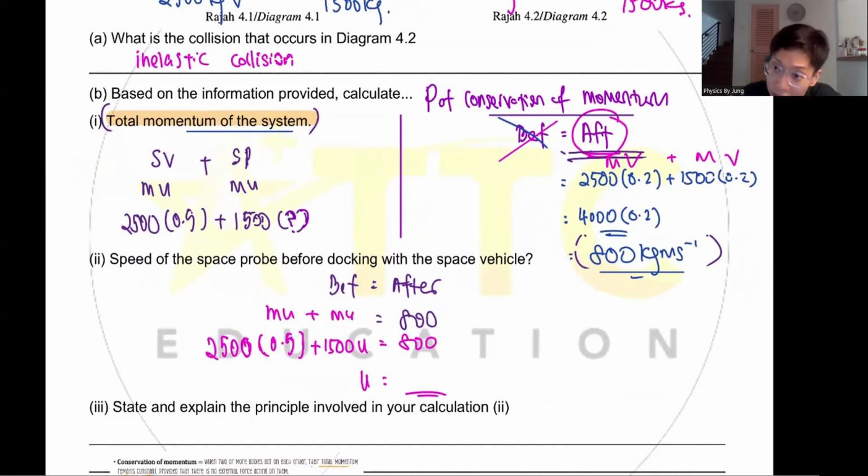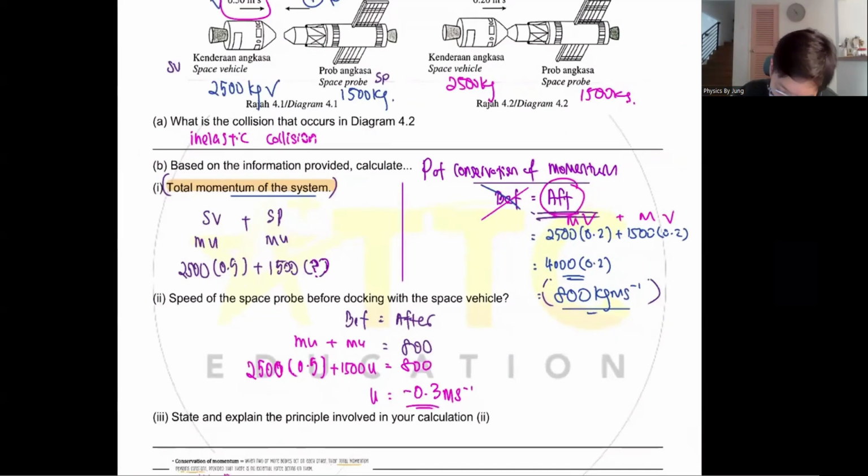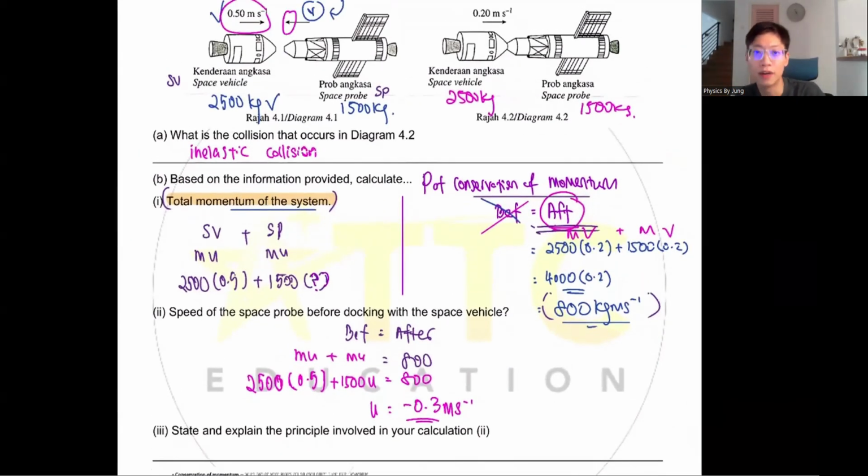You get this to be negative 0.3. Okay, why is it negative? Again, because you look at the picture, this thing is moving in the backward direction. So there has to be a reason why that thing is negative. Okay, all right.